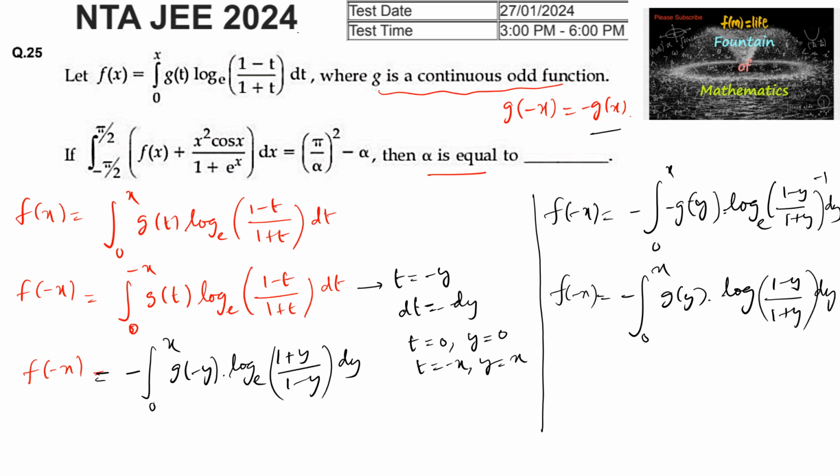This is f of negative x, and it's very clear that minus integral 0 to x g of y log of 1 minus y divided by 1 plus y dy is the same as f of x by changing the variable, so we can write minus f of x, so we can conclude that f is an odd function.